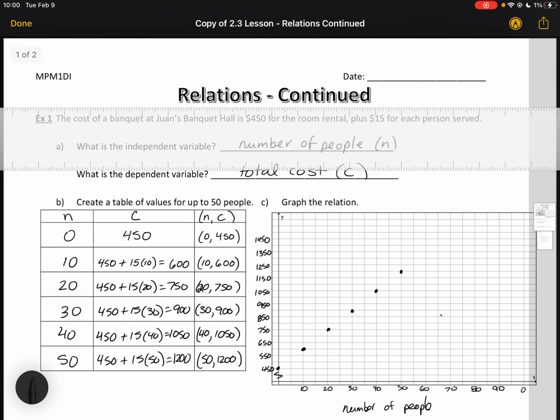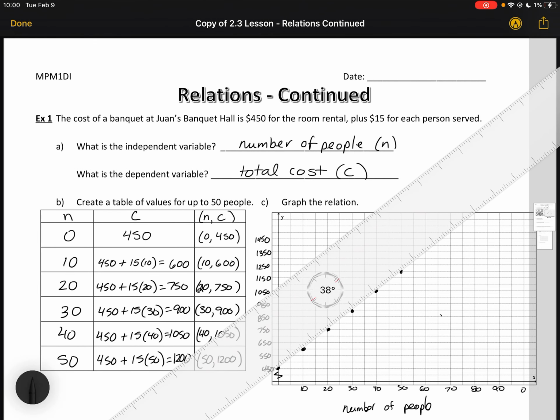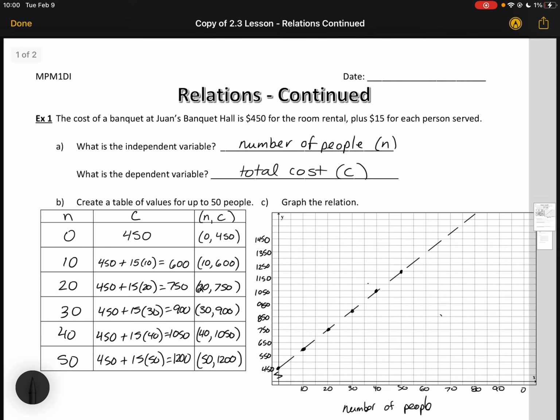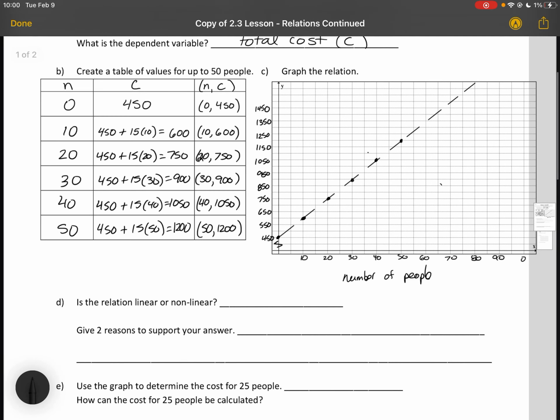Then I'm going to use my ruler to connect those dots, and I'm going to use a dotted line because I'm dealing with people, which is a discrete variable. I can't have decimals, so I use a ruler or a dotted line to represent that. And then I'm going to answer some questions about the relation.